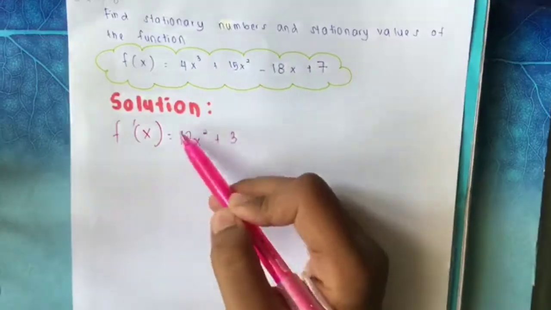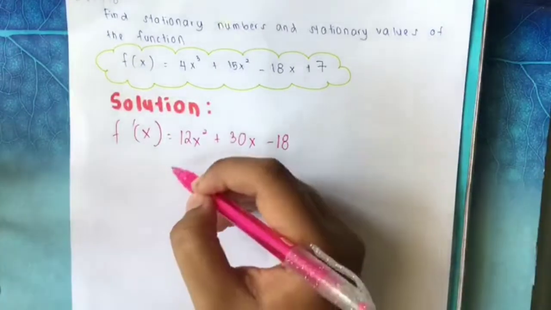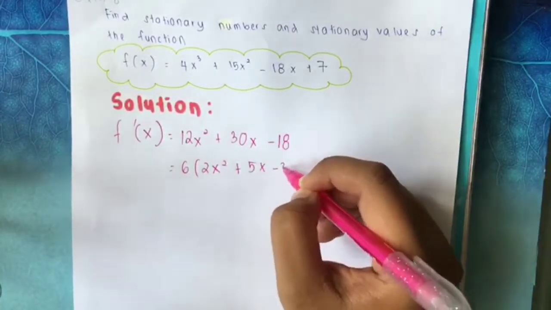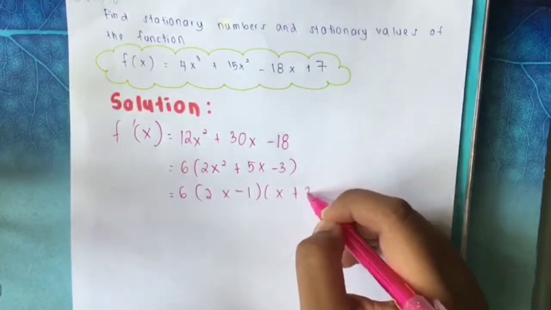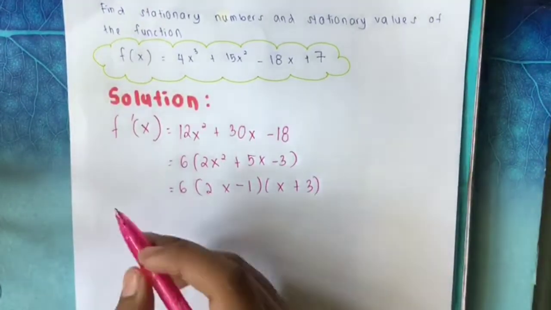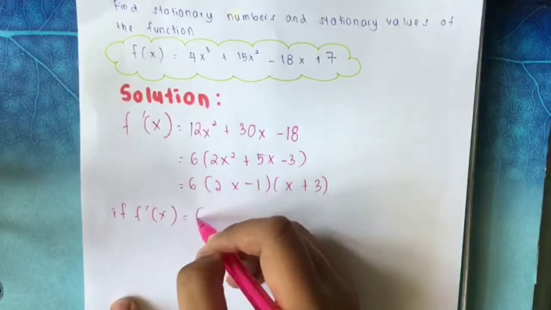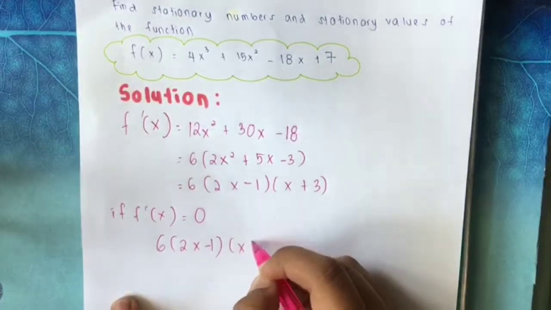Let's do some exercises, shall we? Yes! Okay, let me do the first exercise. For this question, we need to find the stationary number and value. We will use the power rule to solve this question. Then we will factorize the answer. In stationary point, there is only one case, which is f prime x equal to 0. Then we will compare the answer that we got earlier to 0 to obtain the stationary number.